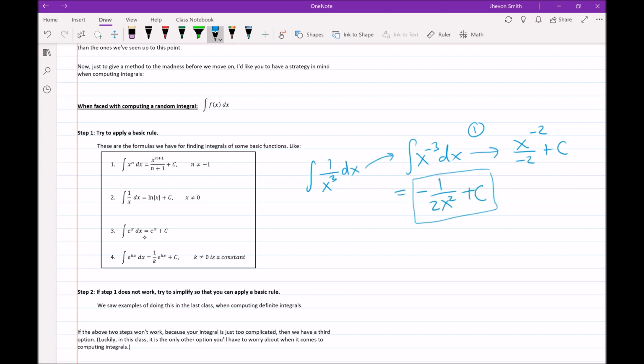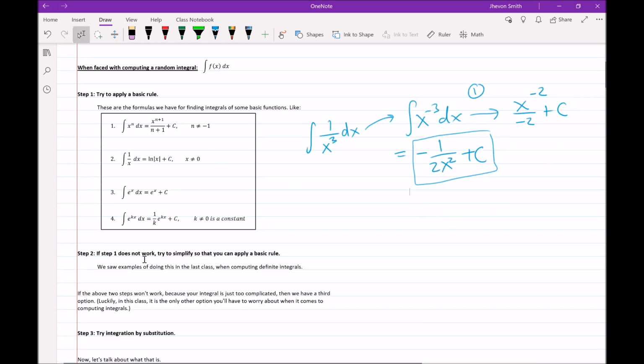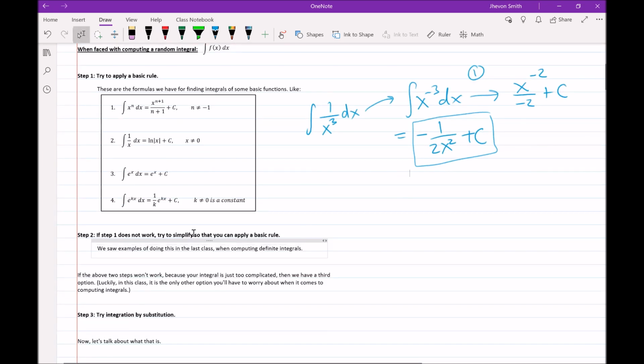So this is just some random integral that shows up, and I can actually look at it as a basic rule. In fact, rule 1 applies to it: anything that looks like x to a number, as long as that number is not minus 1. So you'll have those. Then sometimes you won't have one that's directly like that. You'll have one that you might have to simplify.